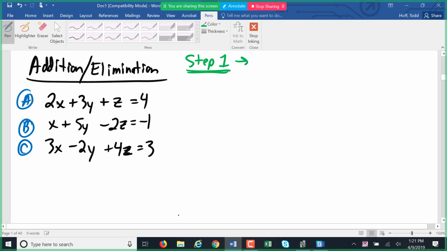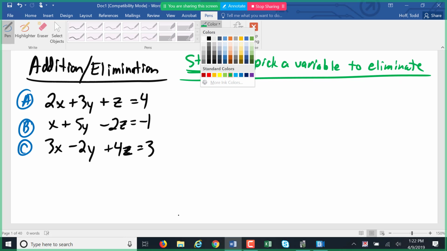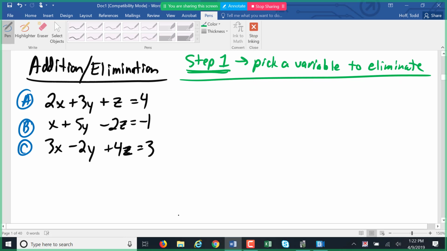Step 1, pick a variable to eliminate. In other words, to cancel. If I look at this one, I could do any variable, but looking at it, I see that z is actually going to be relatively simple to eliminate. Step 2, eliminate it in two different pairs.